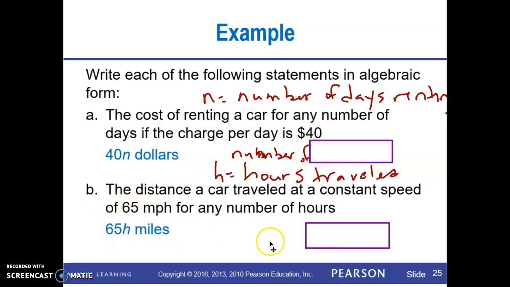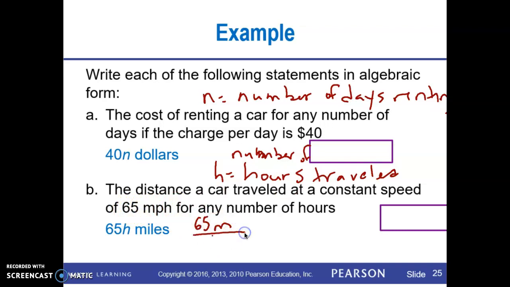So think about the units that I have here, 65 miles per hour. That's the same thing as 65 miles per hour. And then I'm going to multiply that by h hours. And look at what happens. My hours cancel out. And what I'm left with is miles, which is what you can see right there. So sometimes that's a little bit confusing for students.